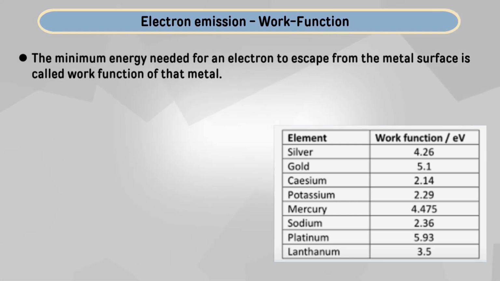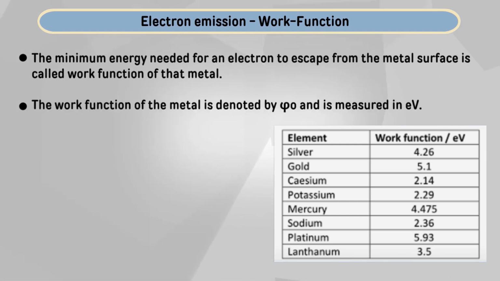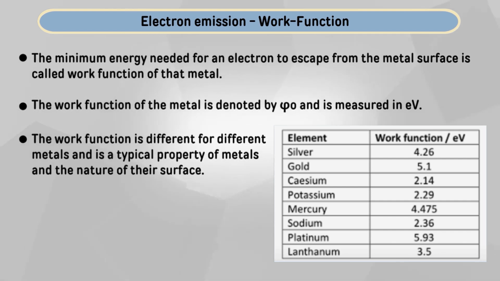Initially the electron has some kinetic energy, but it is not sufficient to break the surface barrier and come out of the metal surface. There is a need for a minimum energy to be provided to that electron to break that barrier, and that minimum energy is known as the work function. It is in general denoted by phi naught, and it is measured in electron volt.